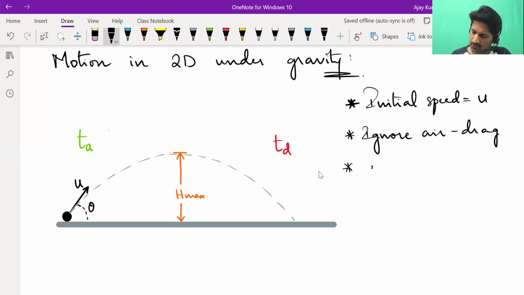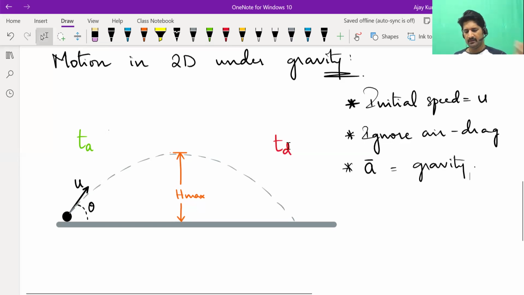What else do we know? We know the acceleration of this object, that is acceleration due to gravity. Fine. Now, in the last class and even the class before that, I told you, if you ever want to find out anything about motion in 2 dimensions, you will have to split the motion into 2 separate one-dimensional motions, which happen simultaneously. Okay, so we'll be taking help of vectors here.